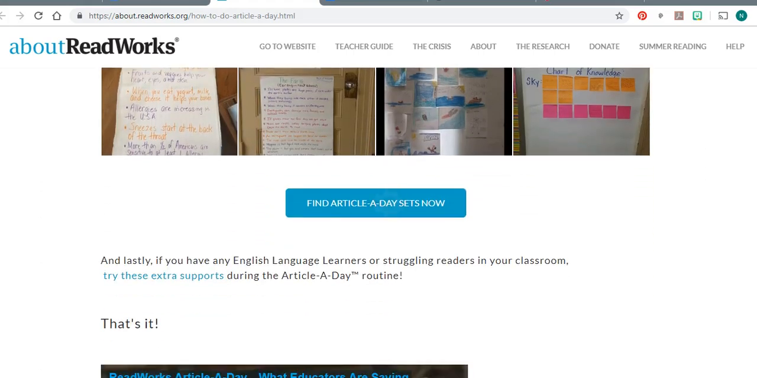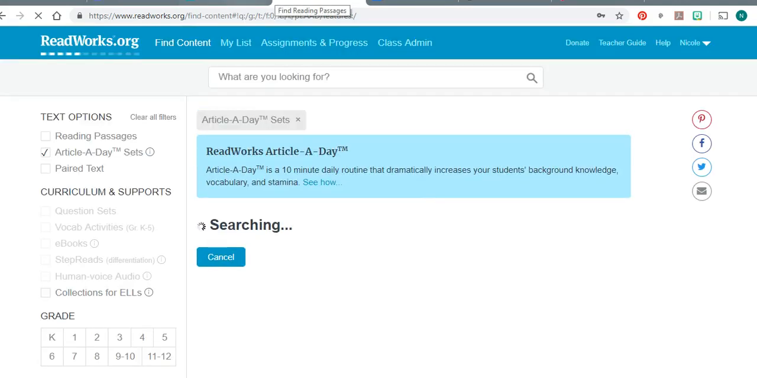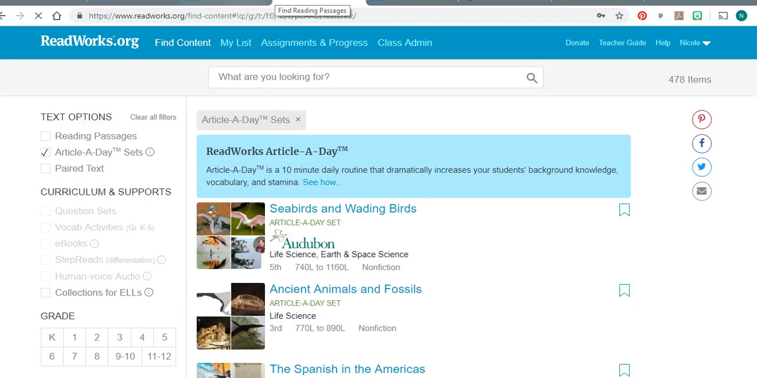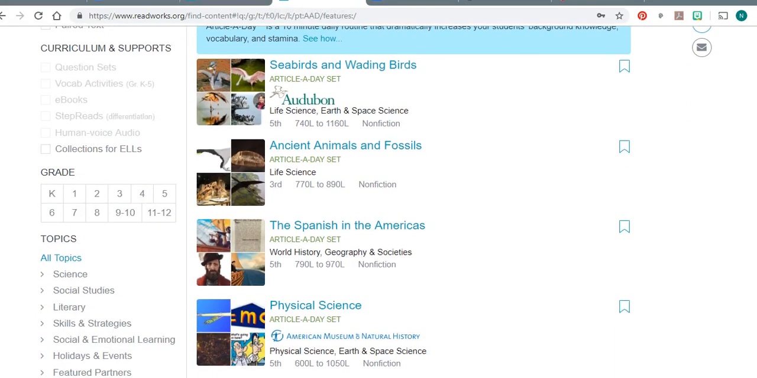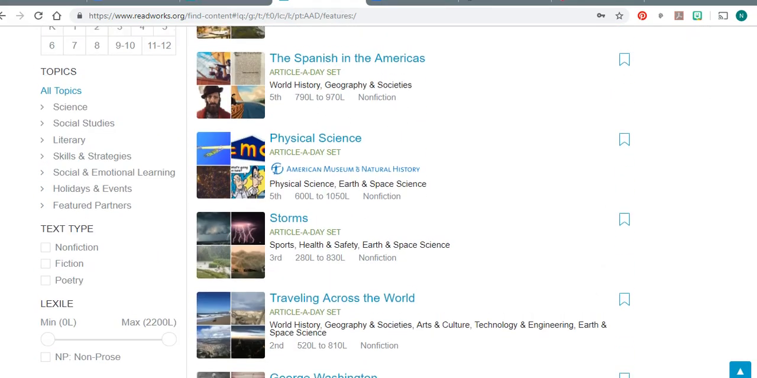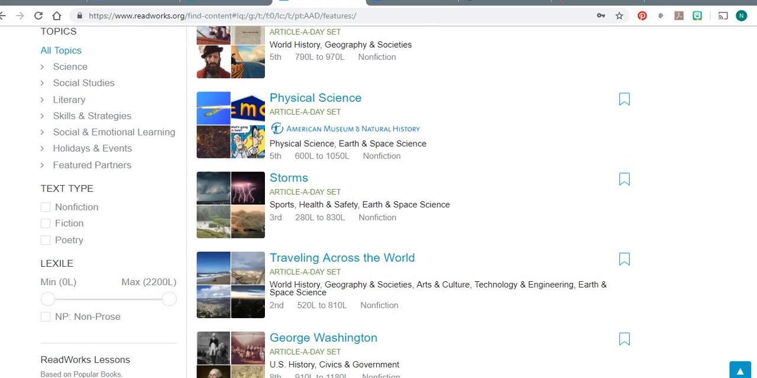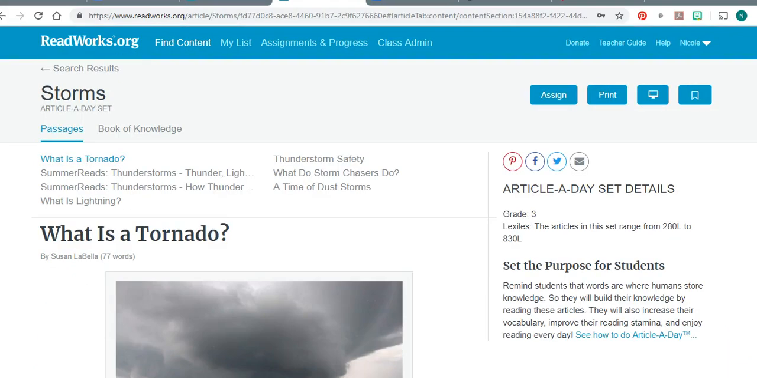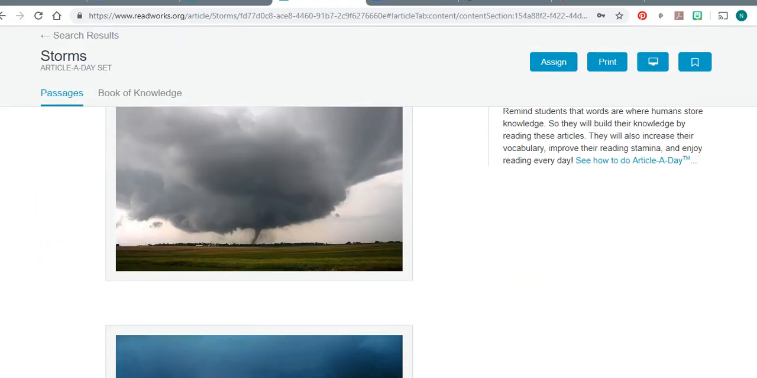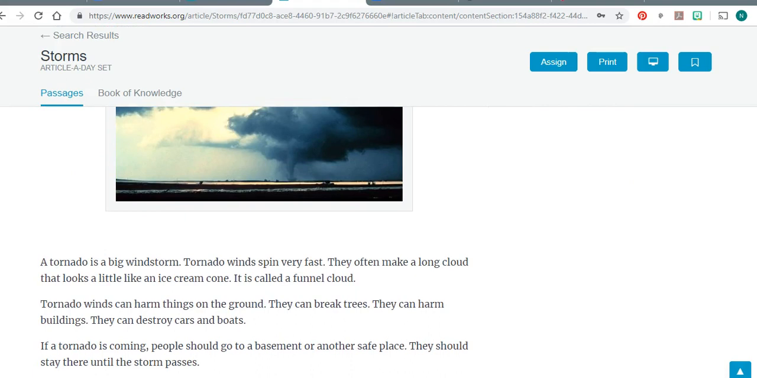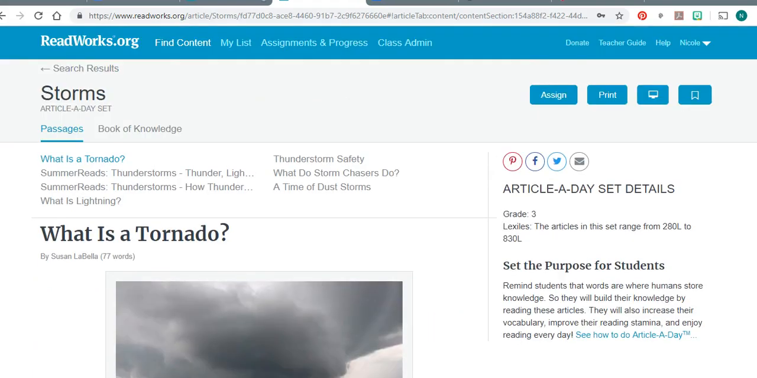you click on one of these blue tabs and it brings you to the articles. And the idea is that you read an article a day, and it's supposed to build your background knowledge, your vocabulary, and you can pick from all kinds of topics, grade levels. Let's just pick storms. And there's so many things you can do with this with your tutee. You can print out the article. You can just have them read it. I like to make it bigger on here.